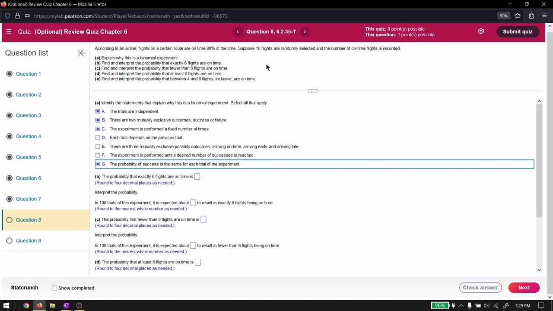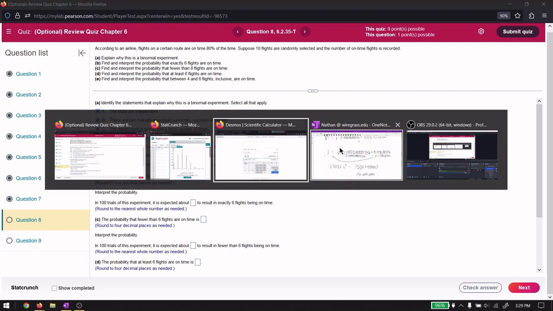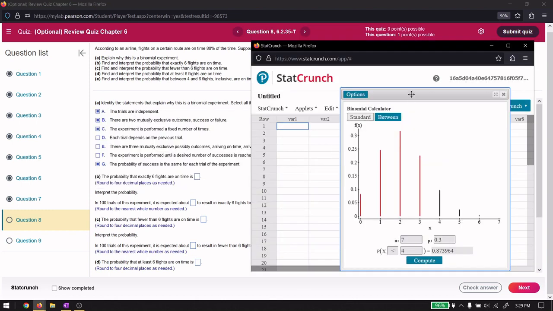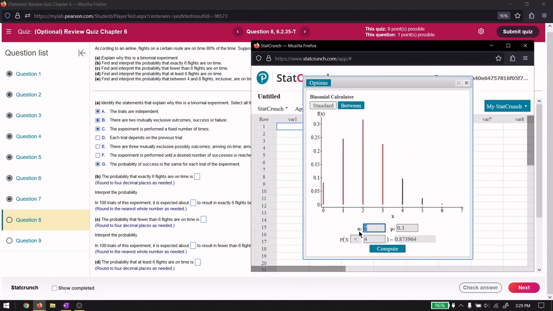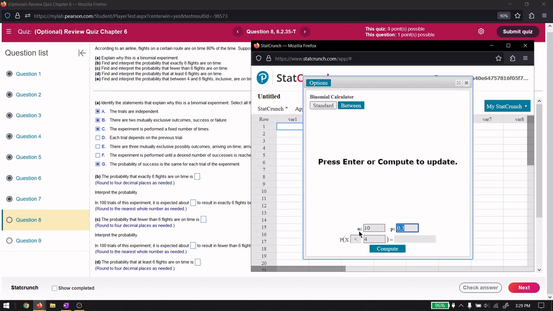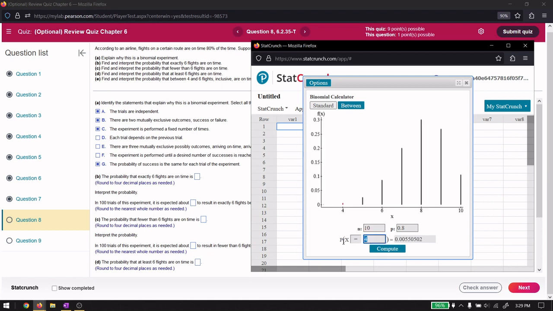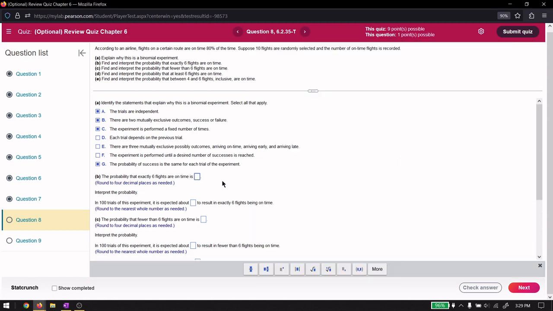Okay, the probability that exactly 6 flights are on time, well, that's just a binomial thing again. So we have 10 trials. All right, we have our success rate of 0.8. That's an 80% success rate. And we're saying the flights are on time, or succeed, exactly 6. So what's the probability? And it is 0.0881. To 4 places, 0.0881.